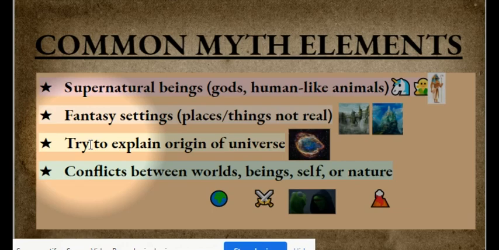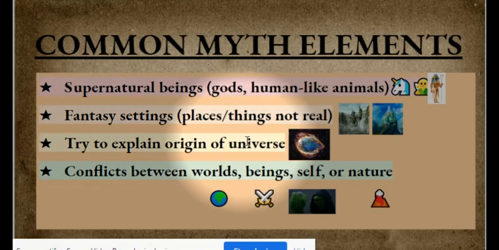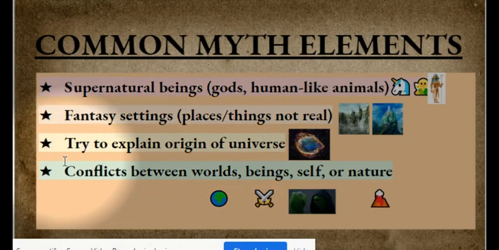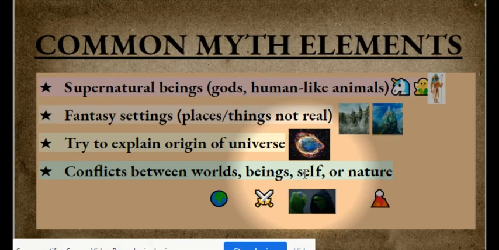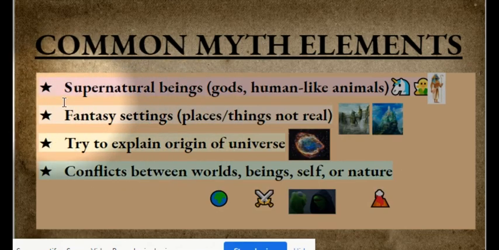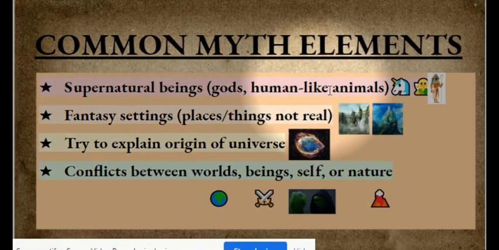Myths might try to explain the origin of the universe or how something started. So it might say, so-and-so God created the universe using this, that, and this, okay? How the universe started. And then they also typically feature conflicts between worlds, people, conflicts between yourself, or conflicts with nature. Okay, so these are the 4 common mythical elements you'll see in myths.